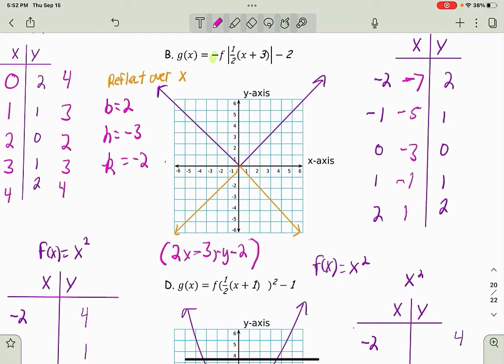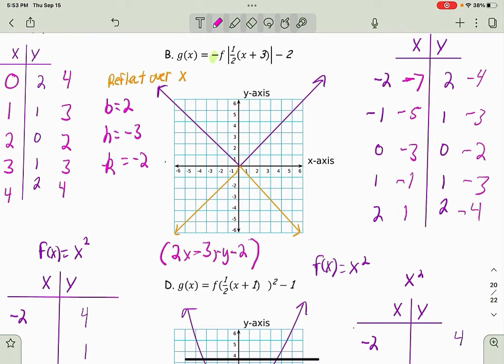Now we go to the y's, and we have negative 2 minus 2 is negative 4. We have negative 1 minus 2 is negative 3. 0 minus 2 is negative 2. Negative 1 minus 2 is negative 3. And negative 2 minus 2 is negative 4.